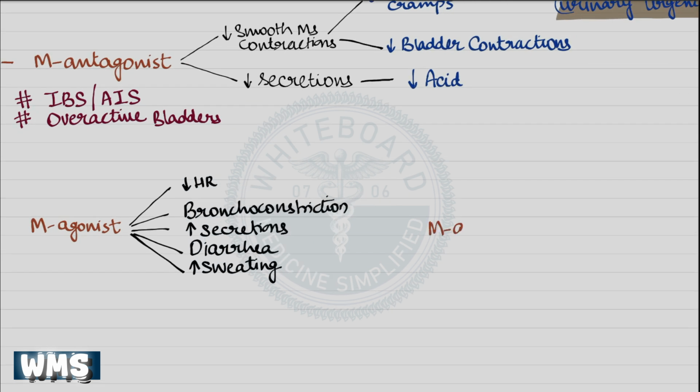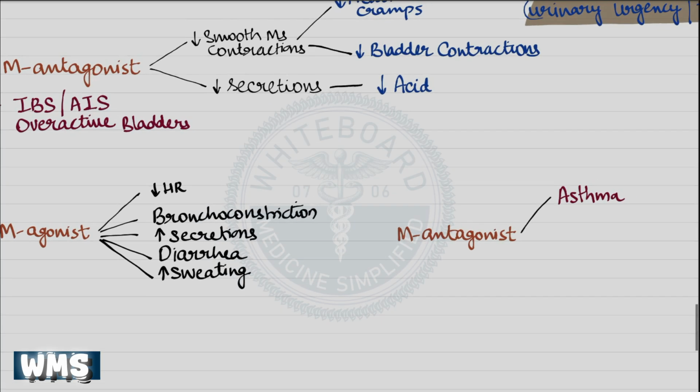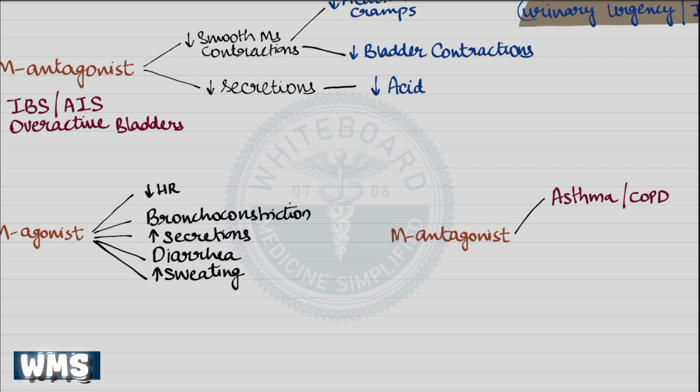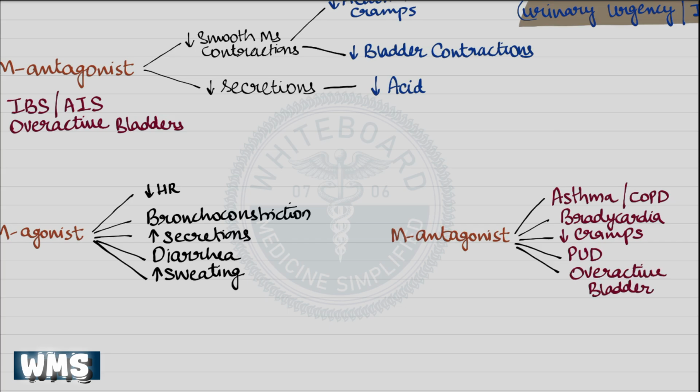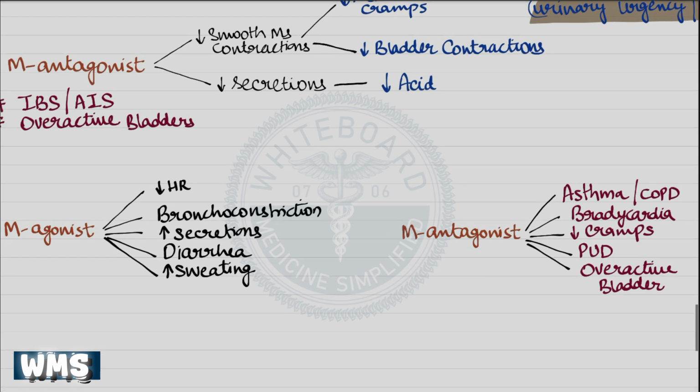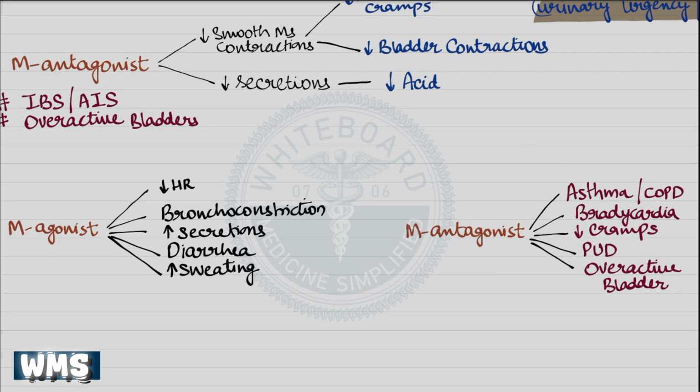On the other hand, blocking M receptors can be useful. For example, in asthma or COPD, blockade causes bronchodilation and improves breathing. In bradycardia, blockade increases heart rate. In intestinal spasms, it reduces cramps. In peptic ulcer disease, it decreases gastric secretion. In overactive bladder, blockade decreases involuntary detrusor contractions and improves urinary control. That is why M antagonists are used more commonly than agonists.